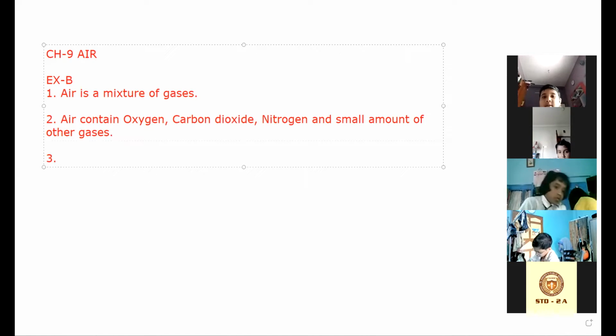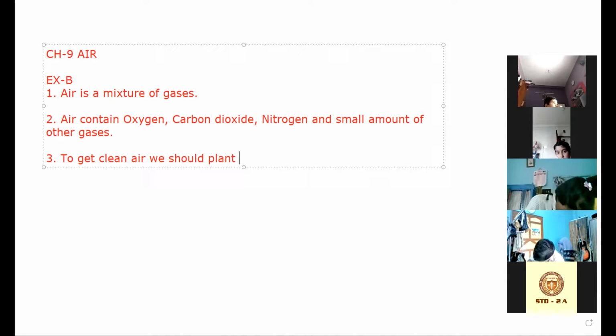Three. To get clean air, we should plant more, or we should grow. Same word.